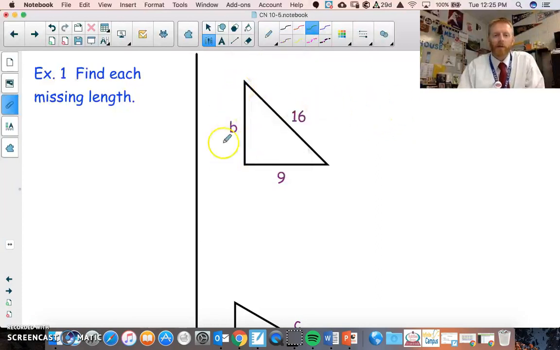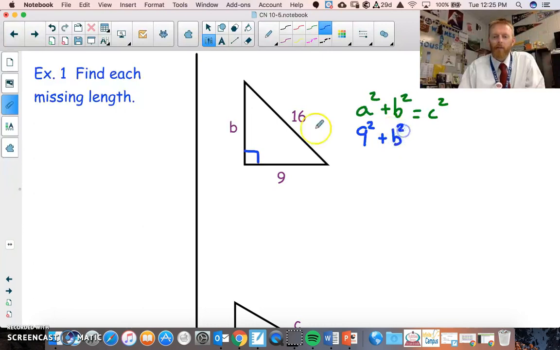You'll notice that we're missing a b. So into the a squared plus b squared equals c squared formula, we have our right angle that's right here. We know that's our a, so that's 9 squared. We don't know what b squared is, so we're going to keep it as the letter. And c is always the number that's diagonal from the right angle, and that's our hypotenuse. So that's our 16 squared.